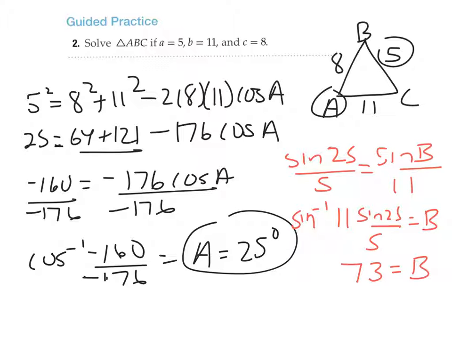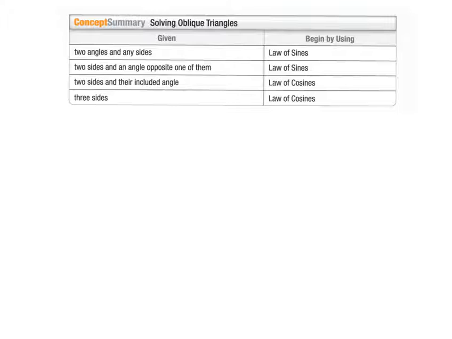So now that I know this is 73, A is 25, this is 73, I can add those two together and subtract to get our answer of 82. So C equals 82. So now I found all three angles. Here is just a summary.